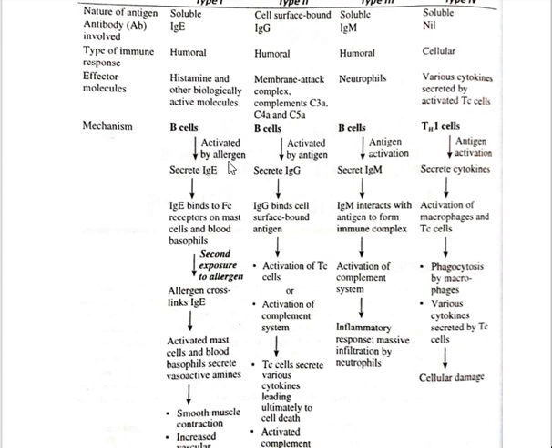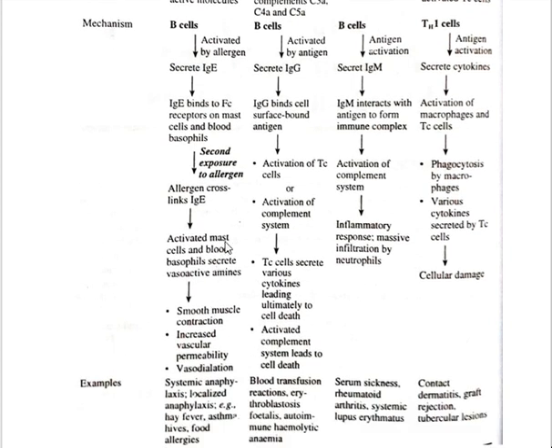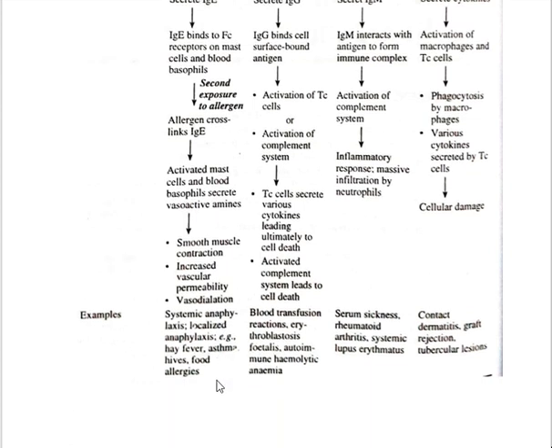And coming to the mechanism, which is very important, B cells are going to secrete the immunoglobulin, that is IgE, once they are activated by the allergen. Now this IgE binds to the Fc receptor on mast cells and blood basophils. Upon the second exposure, the same allergen cross-links with the IgE, activates the mast cells and blood basophils and secretes vasoactive amines, and these are involved in contraction of smooth muscles, increasing vascular permeability, vasodilation, everything occurs. The examples of type 1 that we have discussed are systemic anaphylaxis, localized anaphylaxis, hay fever, asthma, and food allergies. Everything comes under type 1.